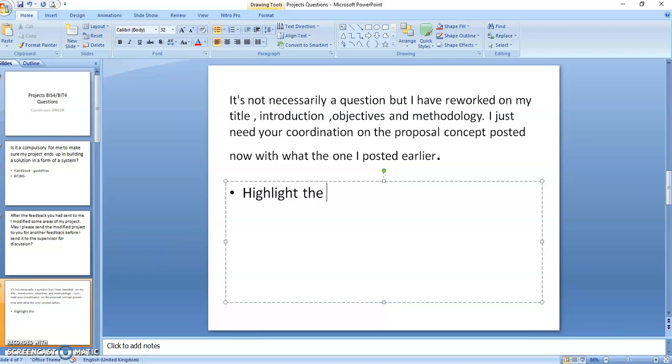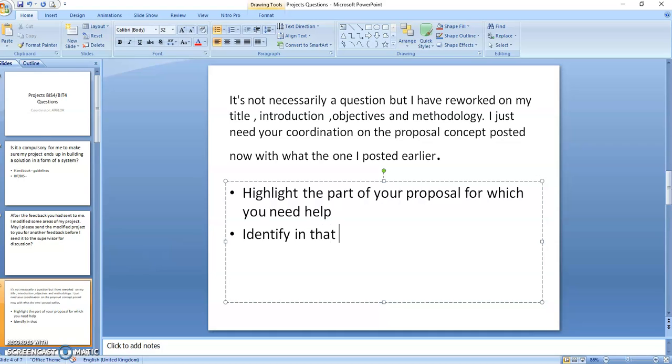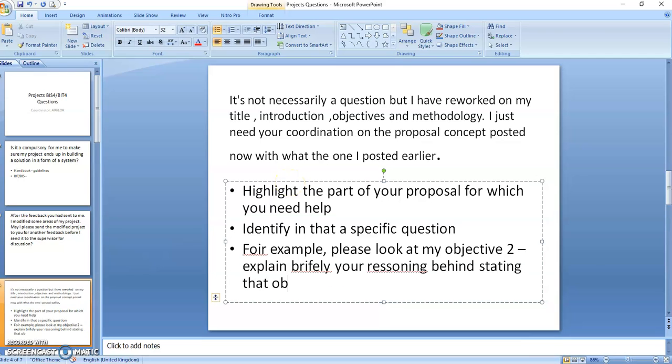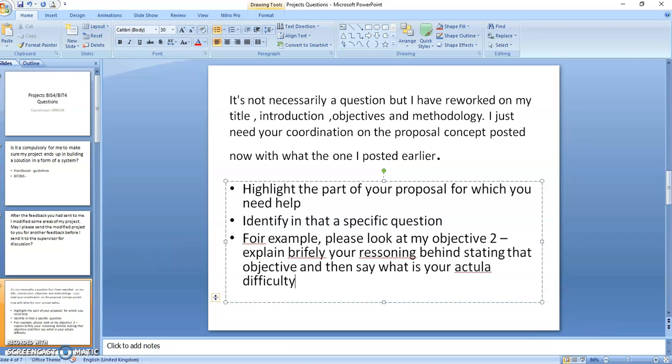the part of your proposal for which you need help. Okay, you need to identify in that a specific question. For example, please look at my objective 2, right? Explain briefly your reasoning behind stating that objective, and then say, what is your actual difficulty, yeah, and then you ask the question.